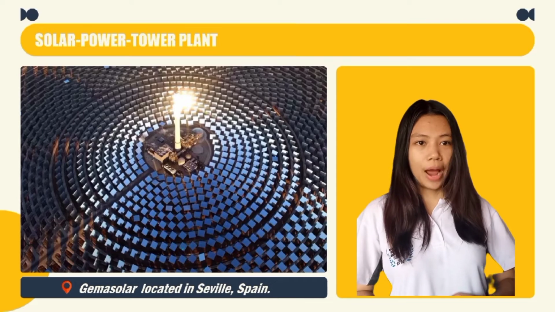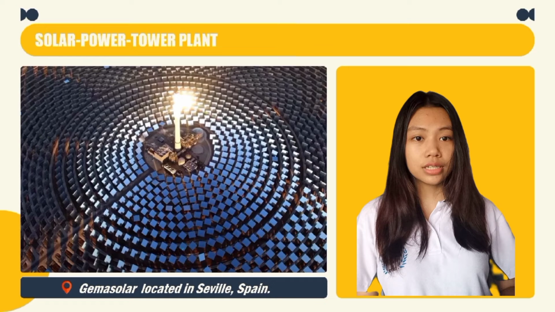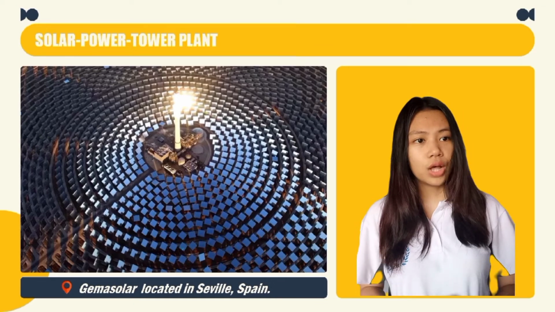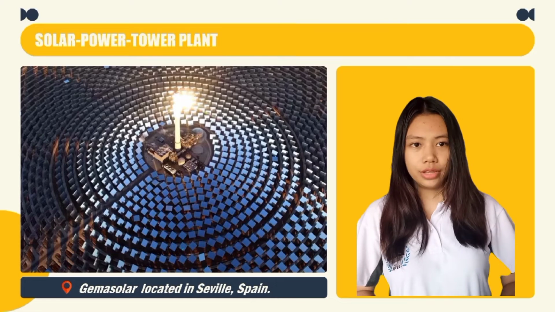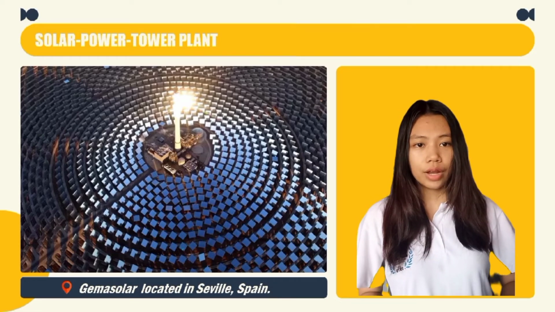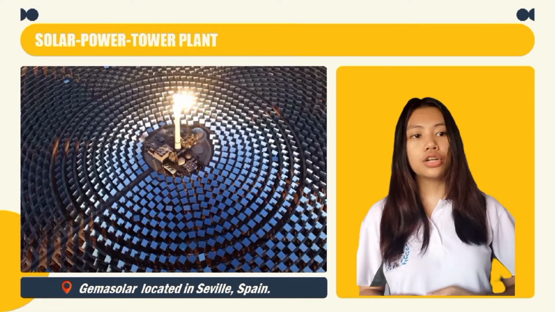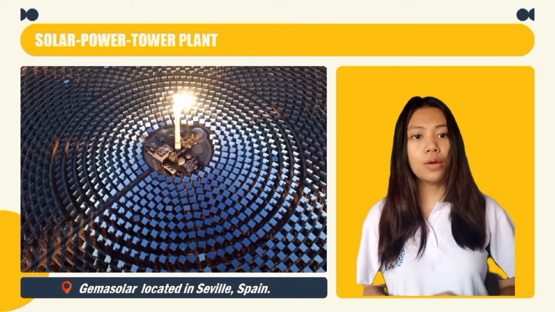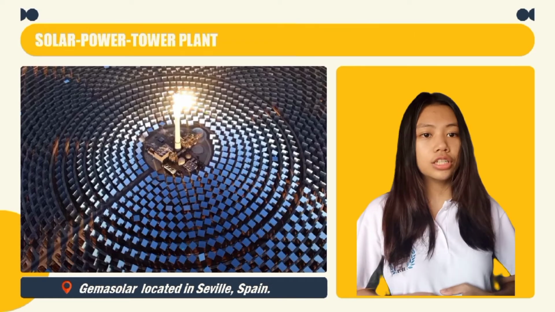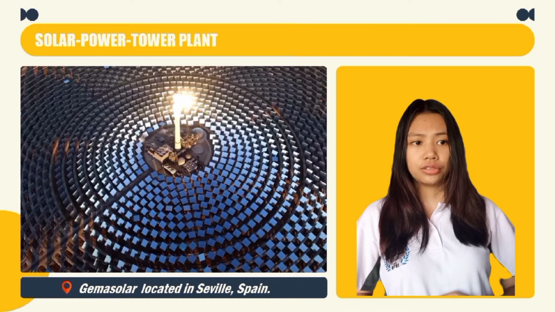The Gemasolar Power Plant, located in Seville, Spain, consists of 2,650 heliostats that focus 95% of solar radiation onto a giant receiver. The plant started commercial operation in 2011, occupying a field of 185 hectares. High temperatures are obtained at the receiver. Molten salt tanks are heated by concentrated solar heat, reaching a temperature above 500 degrees Celsius.